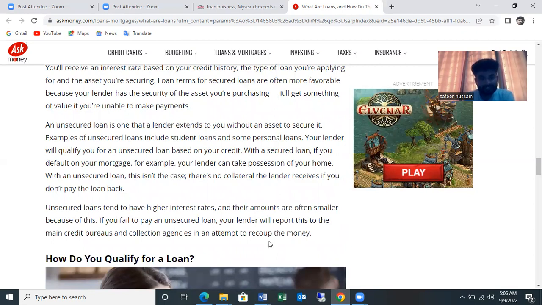If you fail to pay an unsecured loan, your lender will report this to the main credit bureaus and collection agencies in an attempt to recoup the money.